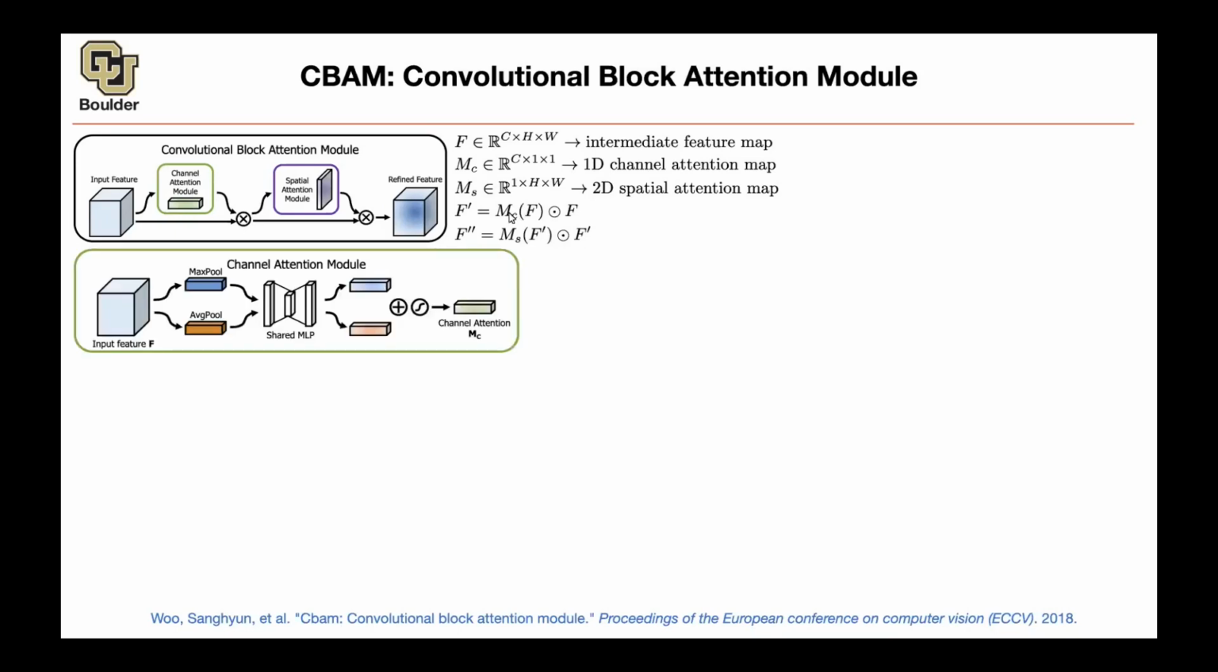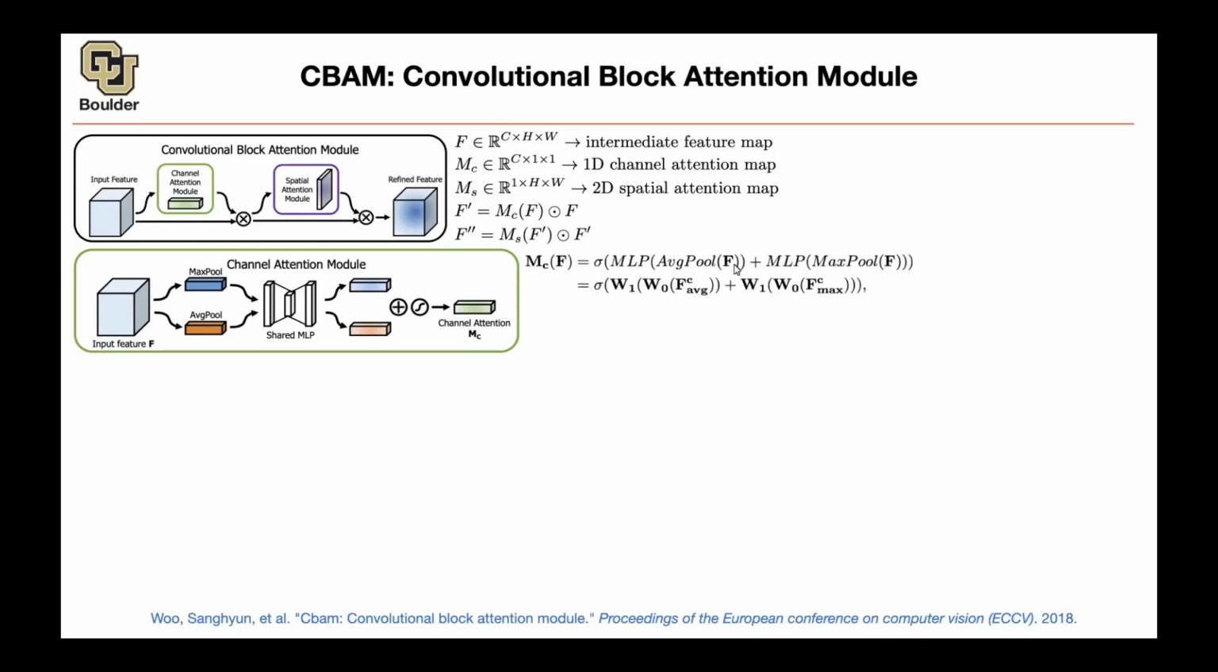Let's focus on MC, the 1D attention. This is exactly what we have for squeeze and excitation with a little bit of modification. Previously, you were doing only average pooling across your pixels. Here, you're also doing max pooling. You push both of them through a multi-layer perceptron. You're going to get two outputs. You add them together, push them through a sigmoid, and then you're going to get your channel attention.